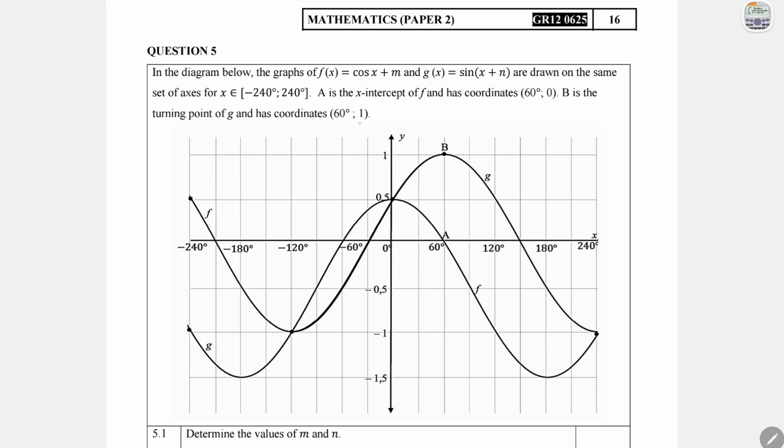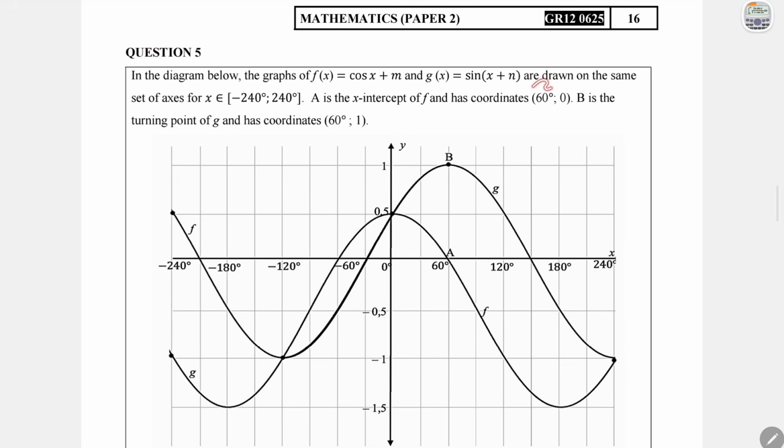Question 5 says, in the diagram below, the graph of f of x equals cos x plus m. Clearly they're referring to this one. There's a little bit of confusion because they put g here and then g there as well. But from what is going on here, we just have cos x and then plus m. That is a vertical shift. You see how the highest it should normally reach is 1, but it's reaching a half. So clearly that's this graph over here. Then g of x is equal to sine x plus n. And yes, we can see that this one is the graph that has been shifted horizontally.